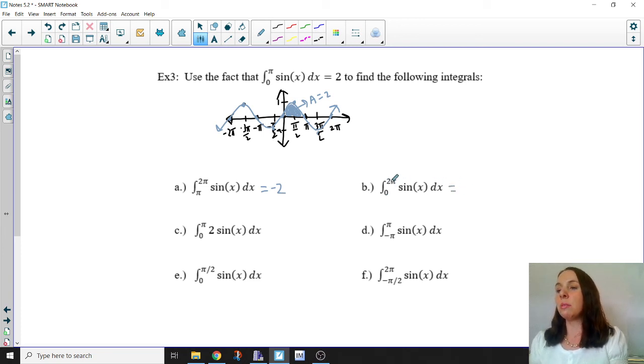Let's now do the integral from 0 to 2 pi. Well, that's a +2 with a -2. So that net area is 0. By the way, you can check all of these answers using, like, the Math 9 in your calculator or Calc 7, right?